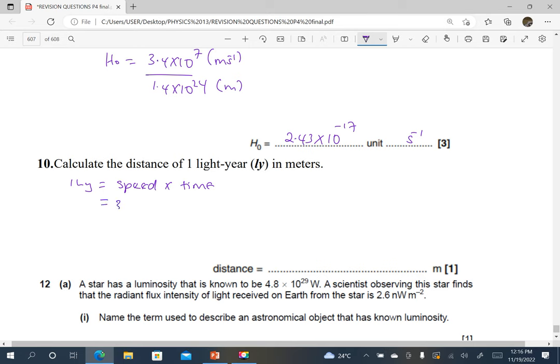So the speed of light is 3 times 10 power 8. Then the time is 1 year. If we take 365 days, we multiply this by 24 to change it to hours, and we multiply this by 3600 to change it to seconds. So this is the time in seconds. I'll just press my calculator. From my calculator, this is approximately 9.46 times 10 power 15. The light year is not going to be something common in your curriculum, but just in case.